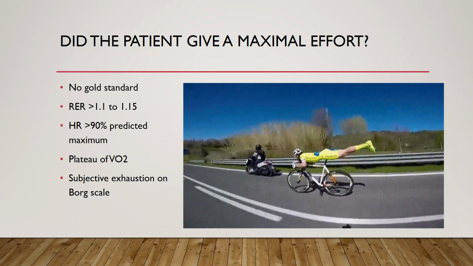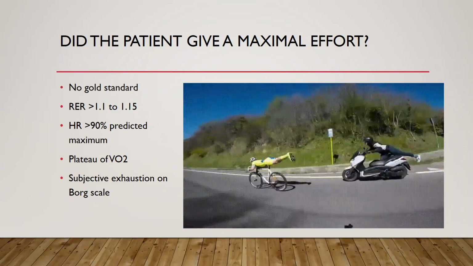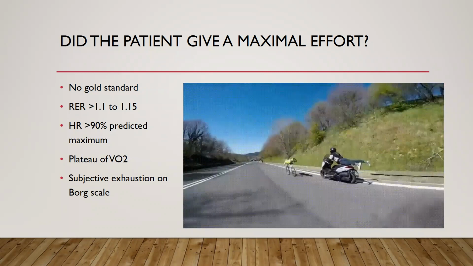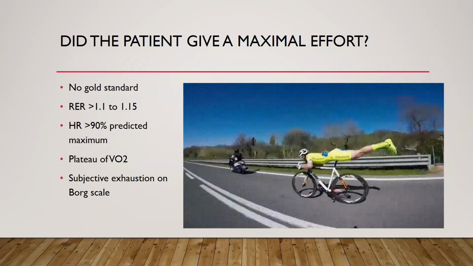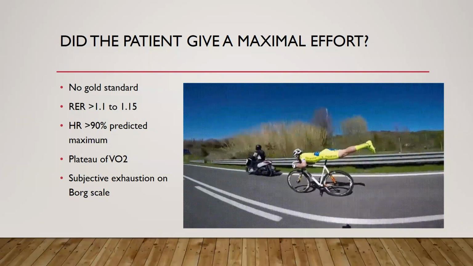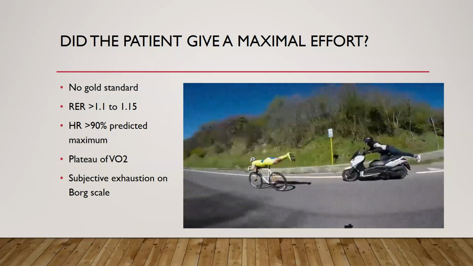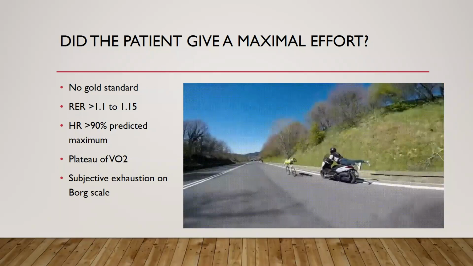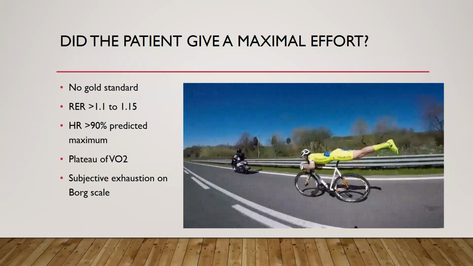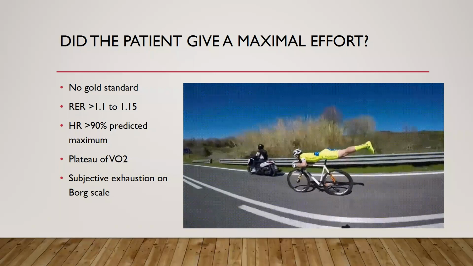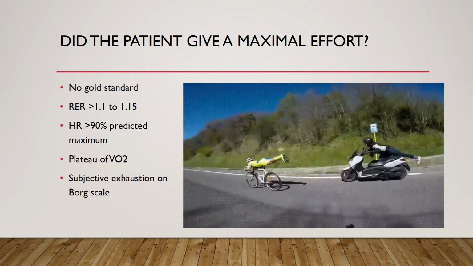There are caveats to all of these. People with myopathy may never get to a point where they can get their RER up to 1.1 or even 1. People with cardiac disease may never be able to mount a heart rate high enough. A lot of people don't plateau their VO2 from what I've learned this week. And then people can be much more subjectively exhausted than they may actually be on the CPET. So these are all just things you should put into context together. And someone will probably be watching them on the bike too.